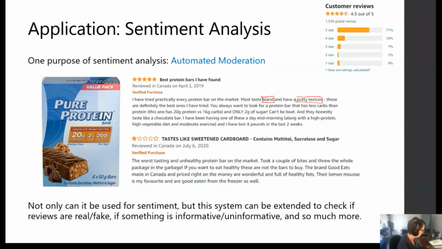1-star reviews will have a lot of negative words in them. So worst tasting, unhealthy protein bar on the market, that's a hyperbole. Threw the whole package in the garbage. If you want to eat healthy, these are not the bars to buy. Now they do have some contrast here. The brand Good Eats made in Canada are priced right, so they're comparing it and they're trying to sell a different product.